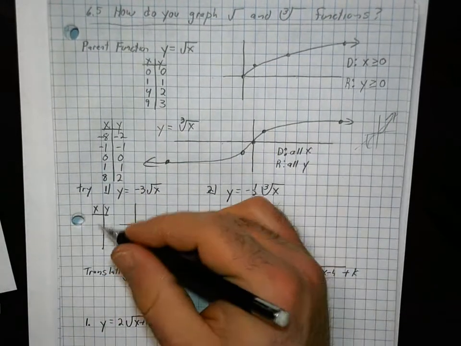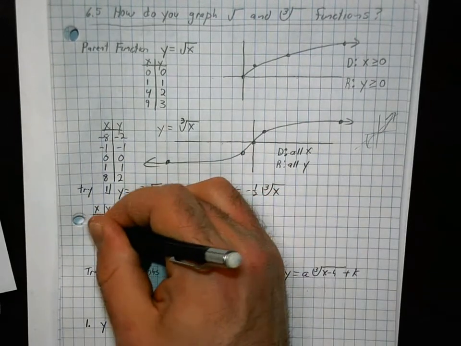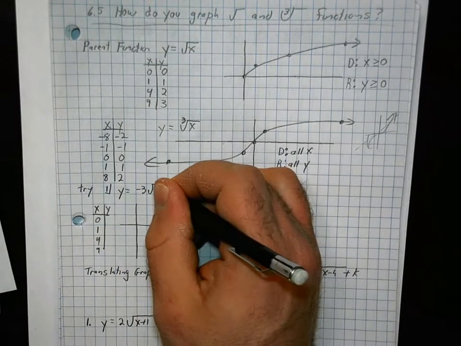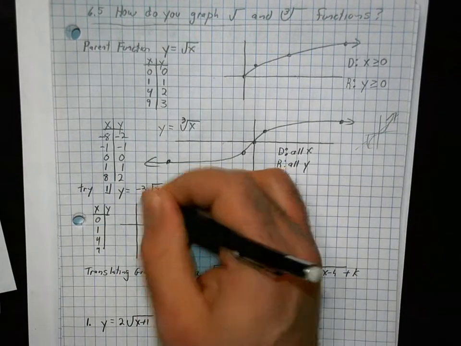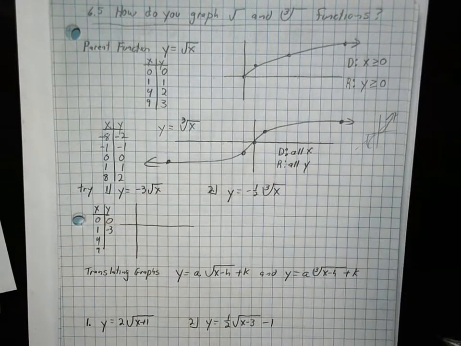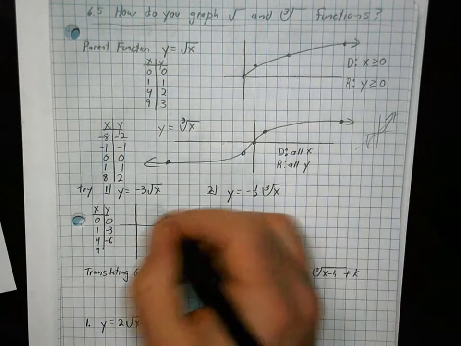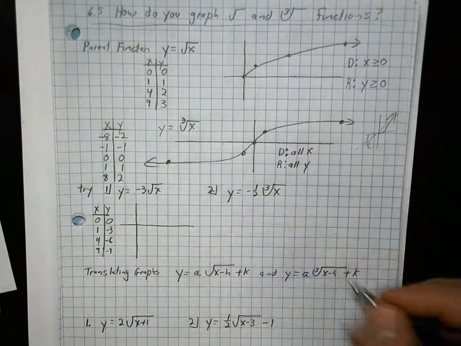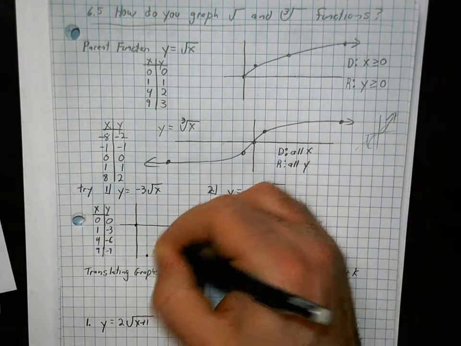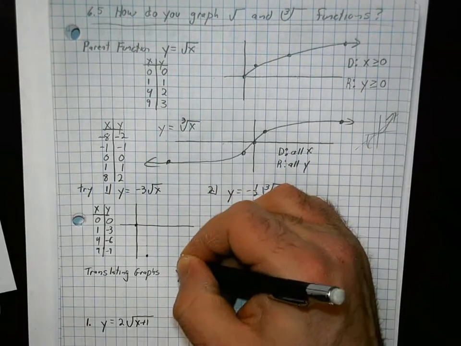So again, I want to choose values to plug in here that I can square root. 0, 1, 4, 9. So I'm going to get 0, square root of 0 is 0. Square root of 1 is 1, times negative 3 is negative 3. Square root of 4 is 2, so I get negative 6, and then negative 9. So 0, 0; 1 is negative 3; 4 is way down at negative 6.